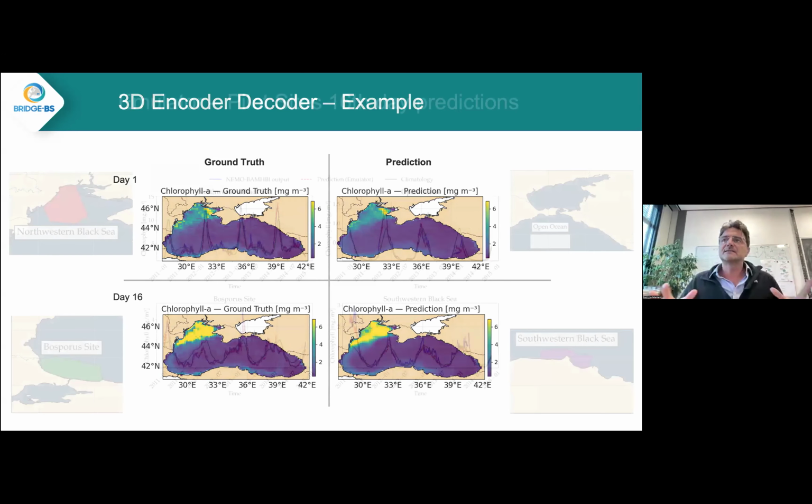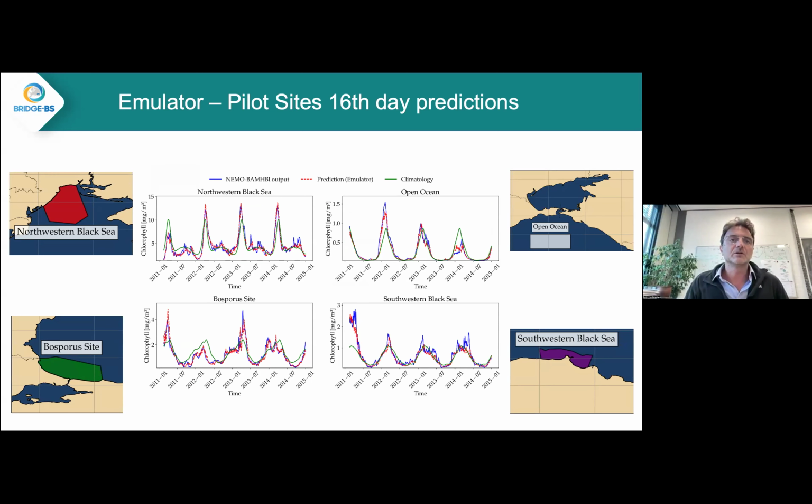Of course, then you can scale down the predictions of the models for specific or meaningful management regions, like the one we had in Bridge. We had different pilot sites. Here you see the time series of the dynamic coming from the process-based model in blue, the predictions that we make with the neural network in red, which is very close to the blue line, as you can see. And as a baseline, we have the climatology in green.